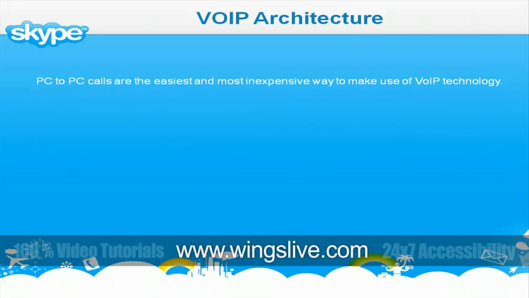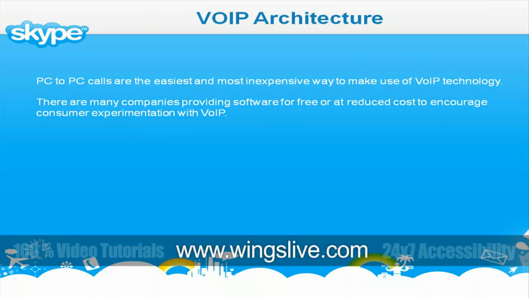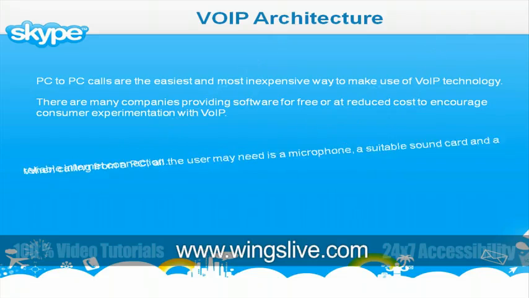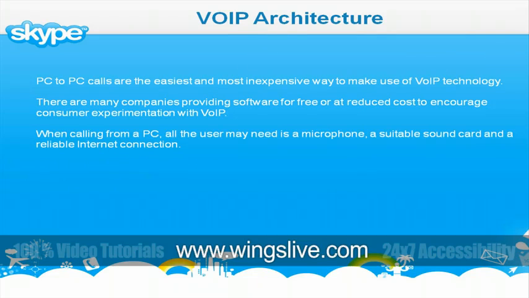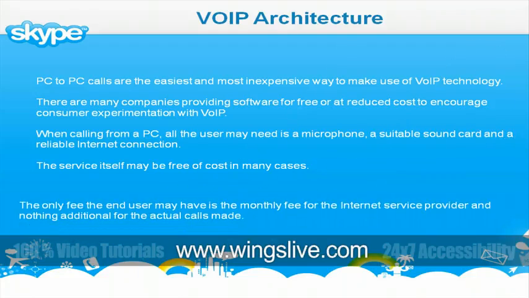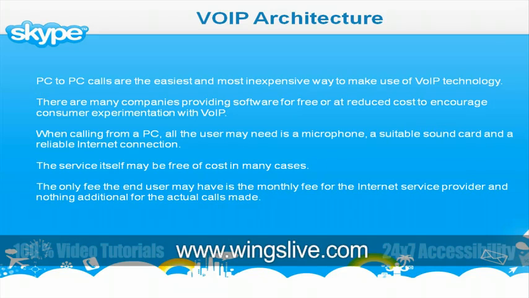PC-to-PC calls are the easiest and most inexpensive way to make use of VOIP technology. There are many companies providing software for free or at reduced cost to encourage consumer experimentation with VOIP. When calling from a PC, all the user may need is a microphone, a suitable sound card, and a reliable Internet connection. The service itself may be free of cost in many cases. The only fee the end user may have is the monthly fee for the Internet service provider, and nothing additional for the actual calls that are made.